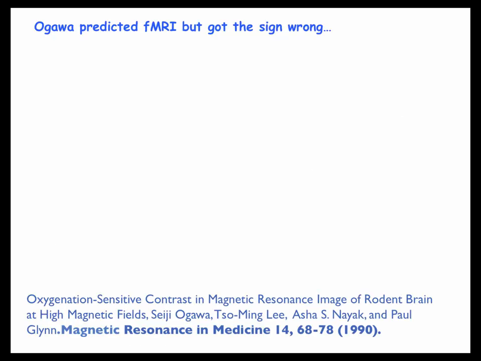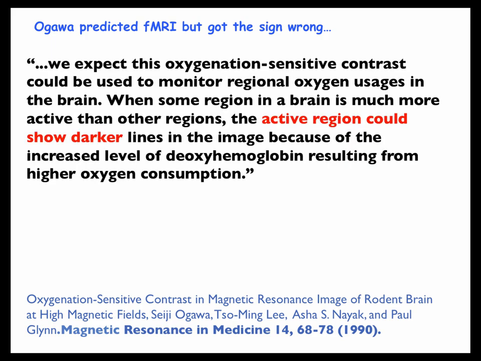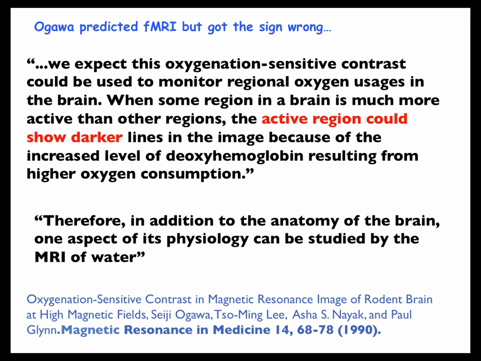And it turns out that Ogawa, in one of his papers talking about this, predicted that fMRI would work. He just got the sign wrong. So this is a quote from his Magnetic Resonance in Medicine paper saying, we expect the oxygenation-sensitive contrast to be modulated when your brain becomes active. And he assumed that the more active region would be pulling oxygen from the blood, and the signal would go down. He didn't know the PET literature, and none of the physicists really knew the PET literature that was just starting to come out with information that, in fact, the opposite happens. There's an overabundance of blood that rushes into the brain, and the oxygenation actually goes up.